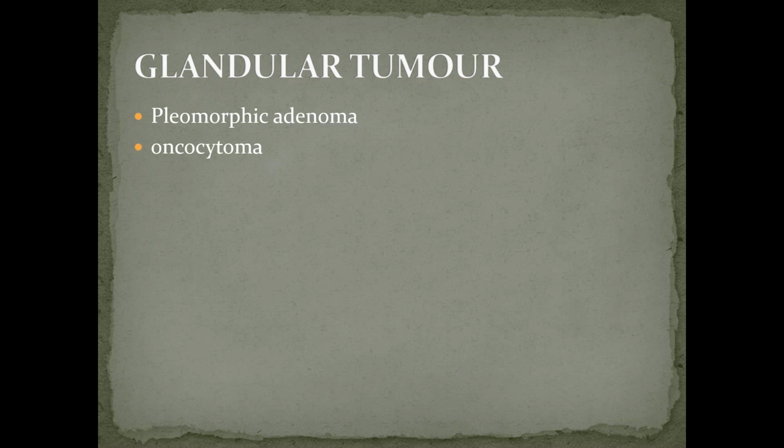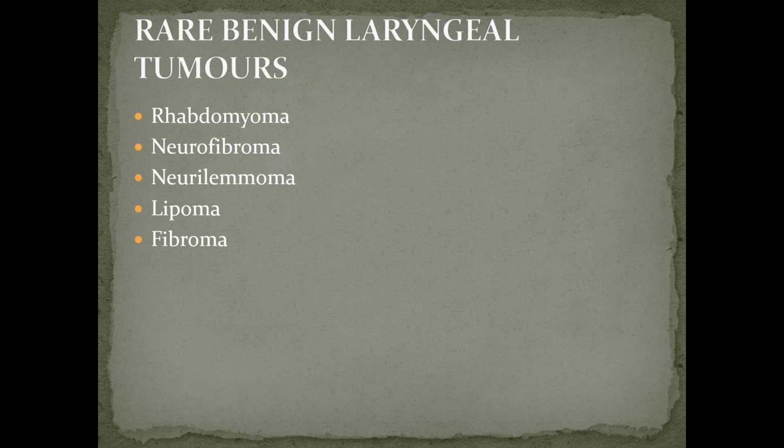Glandular tumors are the pleomorphic adenoma and the oncocytoma. Other rare benign lesions of the larynx are the rhabdomyoma, neurofibroma, neurolemmoma, lipoma, and fibroma. All these lesions we'll see very rarely. So this completes the benign lesions of the larynx.